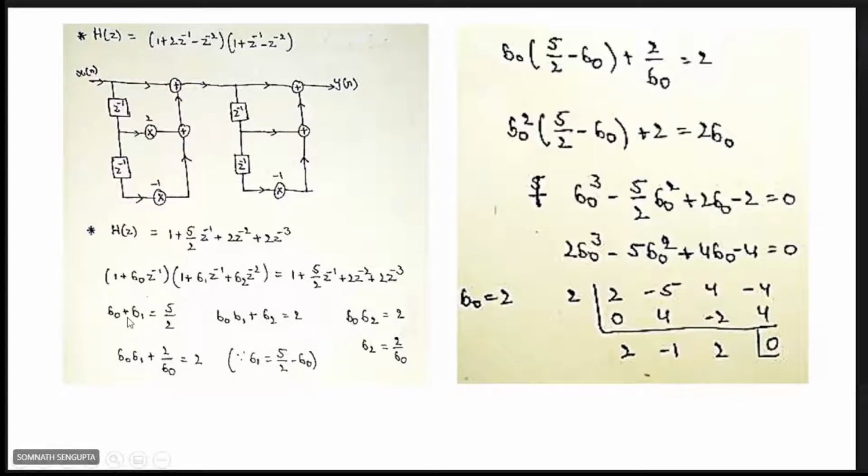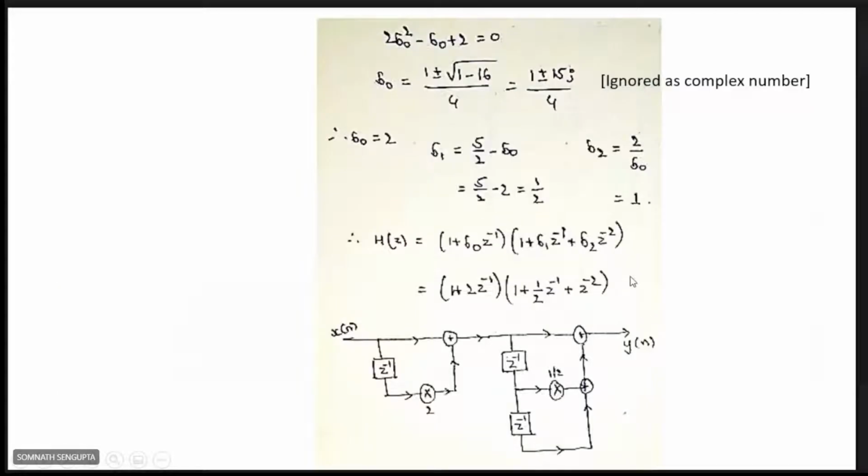Now with calculation of different coefficients B0, B1, then B1, B2, okay, you just go through it, you will get one expression of B0, that is Q. So if you assume B0 is equal to 2, okay, then this is 1. Then another value of B0 is this one, so ignore the complex number. So we consider B0 is equal to 2. And finally we get this expression.